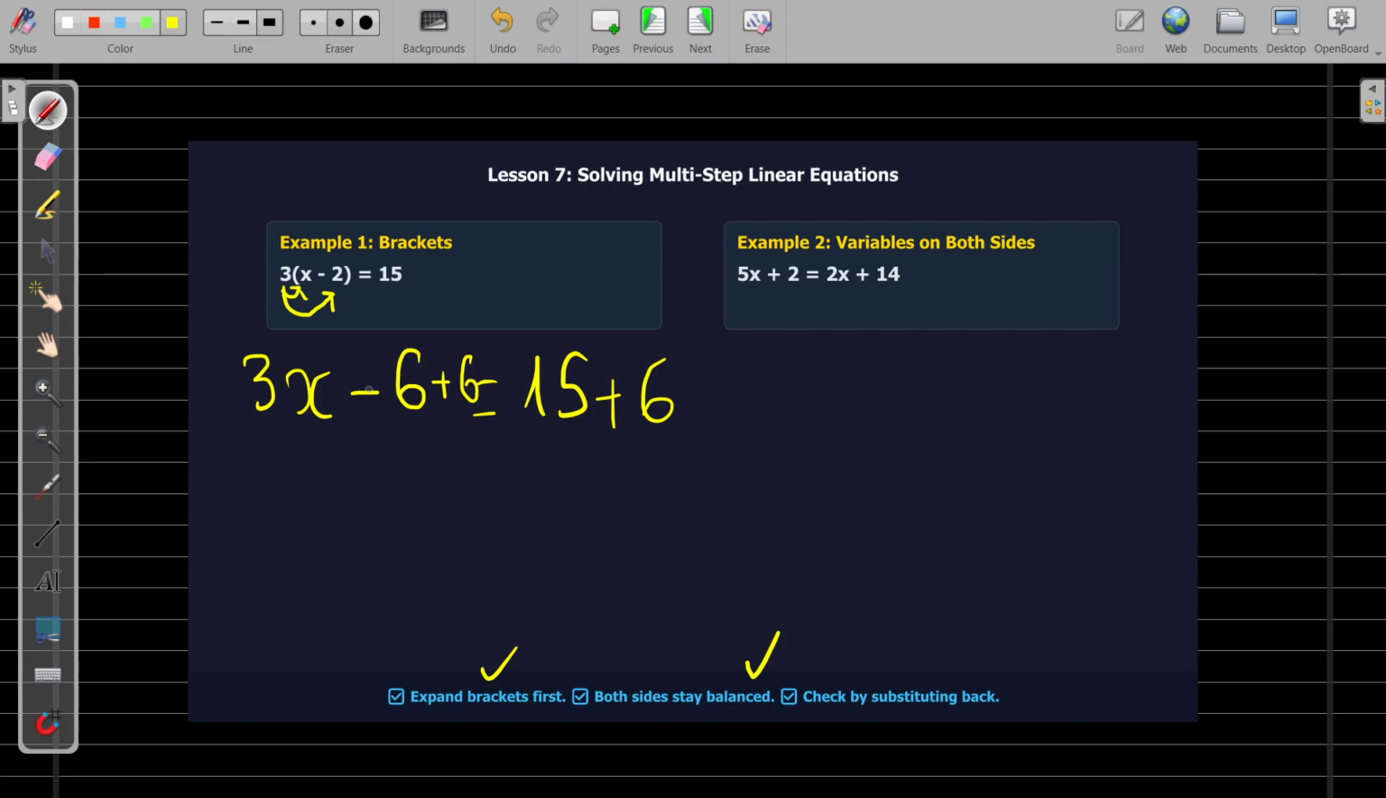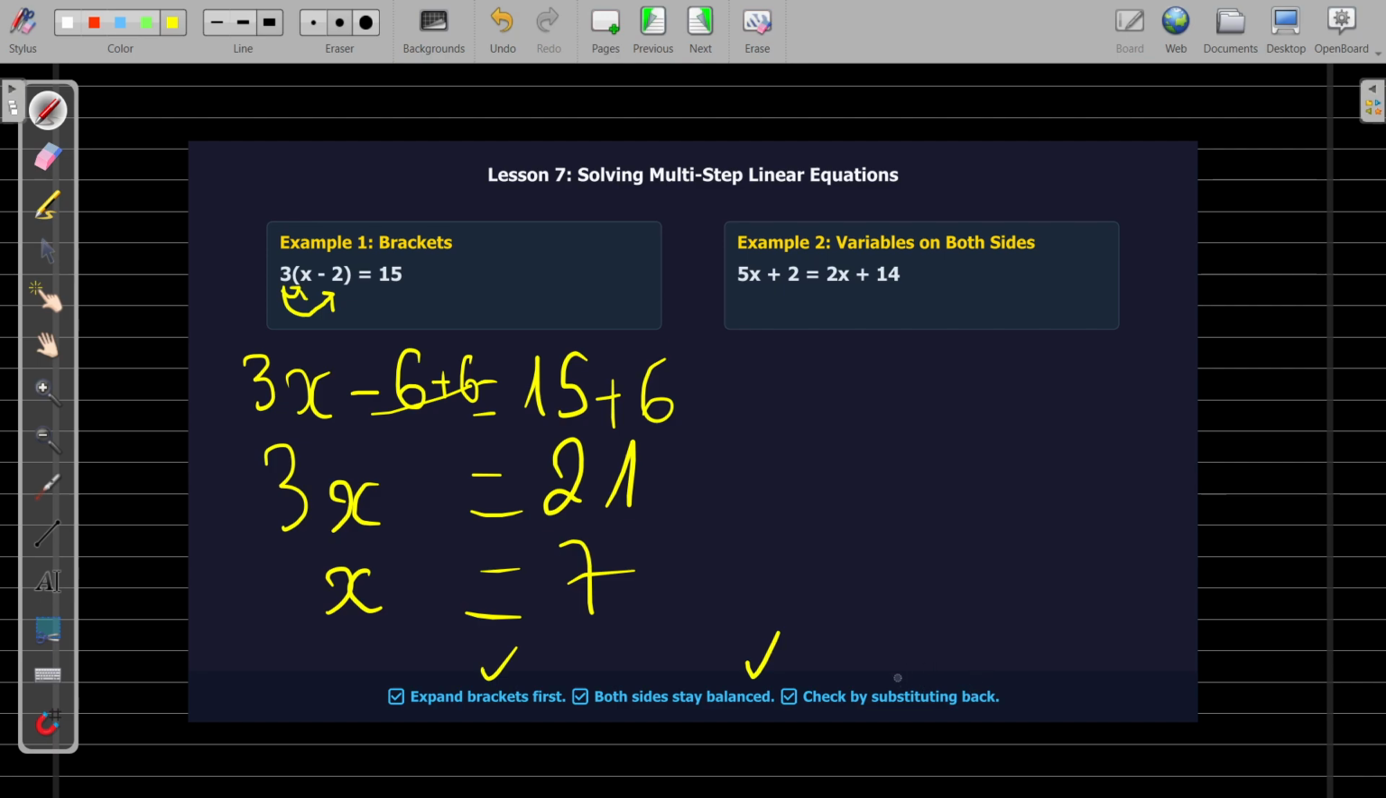So let's just calculate. Minus 6 plus 6 will be 0. This will be 21. So I got my right hand side. Now the left hand side will be 3x equals 21. And this is going to be Year 7 level stuff. This is pretty easy. The opposite of multiplying by 3 is dividing by 3. So do it to both sides. We will have 3 divided by 3 will be x. 21 divided by 3 will be 7. So we have found our answer right there, x equals 7. And so we have done our first 2 steps.